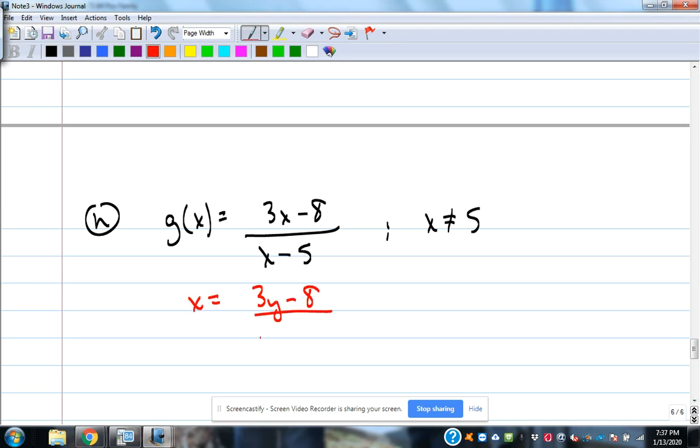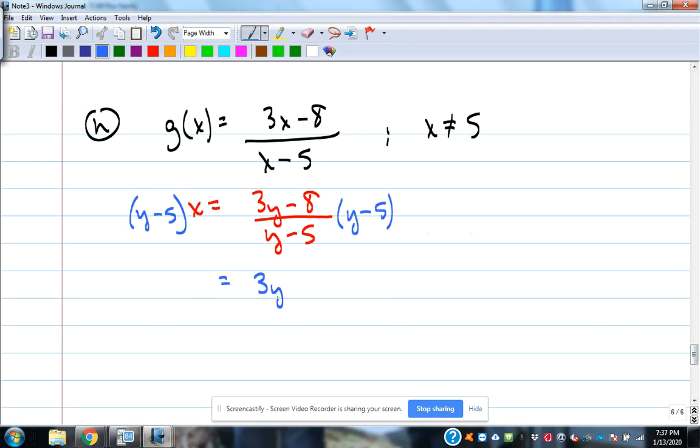x equals 3y minus 8 over y minus 5. What's the next step? Multiply by y minus 5. Good job. And as you do a bunch of these, you'll start seeing a few shortcuts that you can take. As far as I know, hey, this is going to happen here, and I see that happen. Because they're not going to get too crazy with the numerator and the denominator. They're not going to make those very big. Now what?